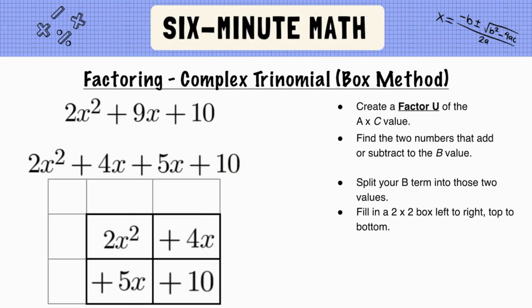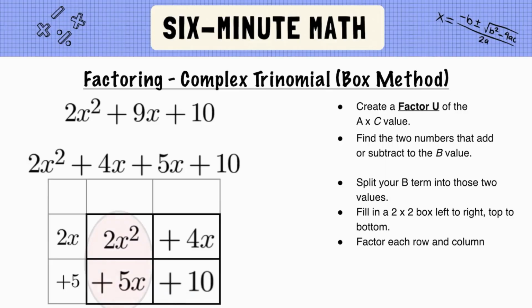Now that I have my terms inside my box, I am going to factor each row and column. So I factor 2x squared plus 4x. The greatest common factor in those two terms is 2x. If I factor 5x plus 10, my greatest common factor between those two terms is positive 5.